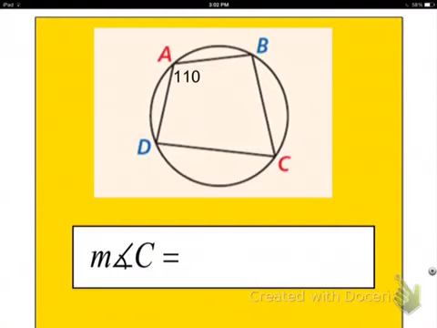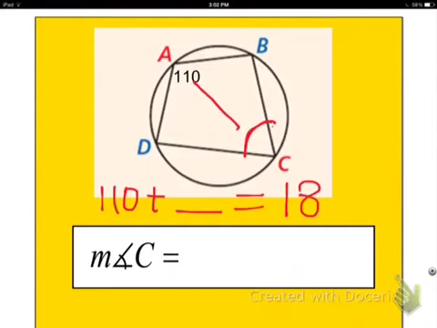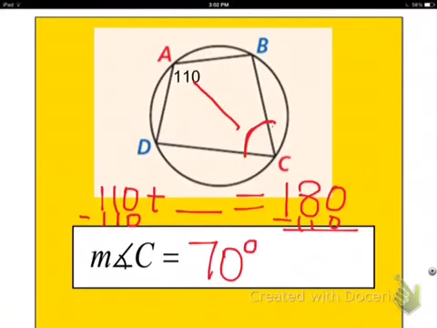So if I want to find the measure of angle C, which will be located here, I've got to take the theorem that says opposite angles in an inscribed quadrilateral are supplementary. So I know that these two angles add to equal 180. So I know that 110 plus measure of angle C equals 180. So the easiest way to find angle C would be to subtract 110 from both sides. So the measure of angle C has to be 70 degrees.